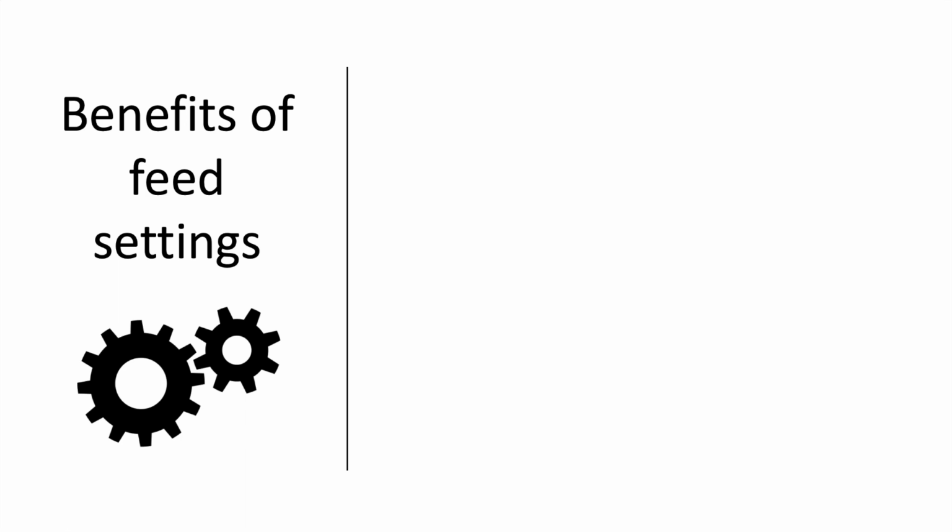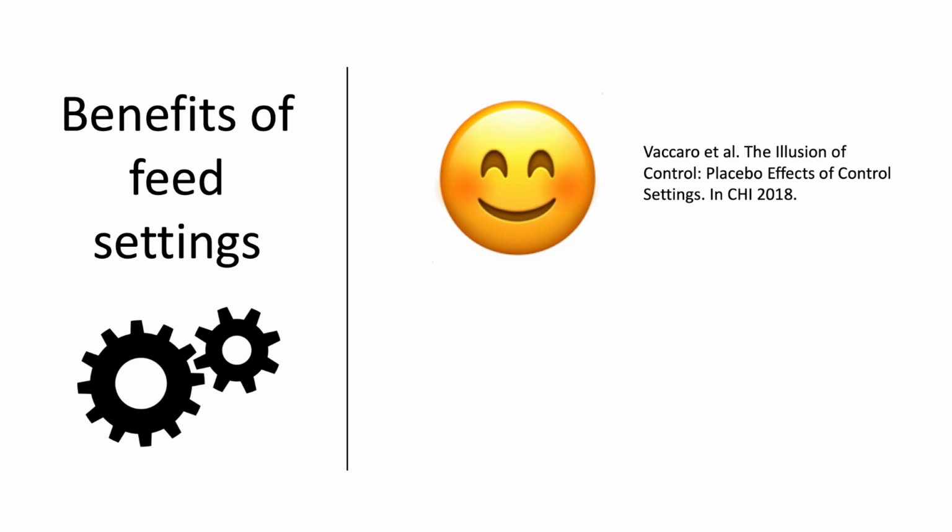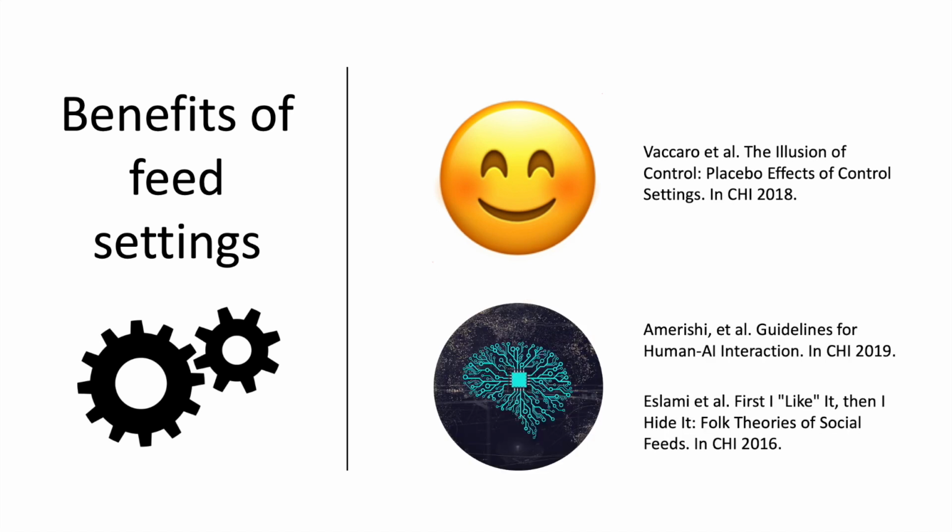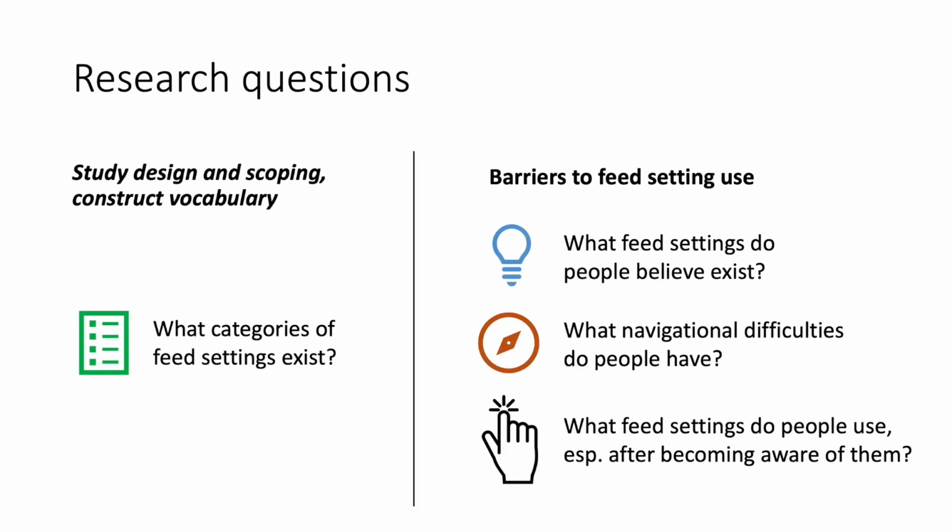Past work has suggested the benefits of providing feed settings and making them accessible. One study has shown that users that experienced the feed with settings were more satisfied with the feed than those users without settings. Feeds are often curated by algorithms or AI, and guidelines recommend the inclusion of settings for software that relies on AI. One study of folk theories on social media feeds found that control settings were one of the ways that people understood how their feeds worked.